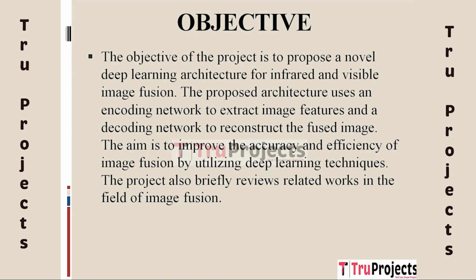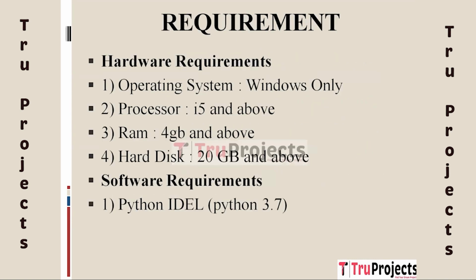visible images. An encoding network is used to extract picture information, while a decoding network is utilized to rebuild the fused image. The goal is to use deep learning techniques to increase the accuracy and efficiency of picture fusion. The project also provides a brief overview of relevant efforts in the subject of image fusion.